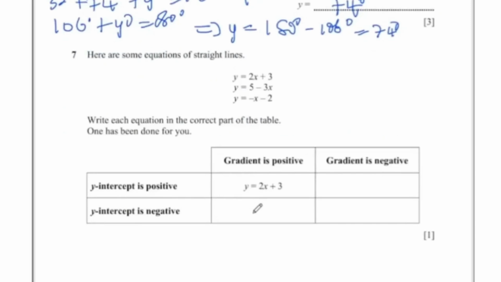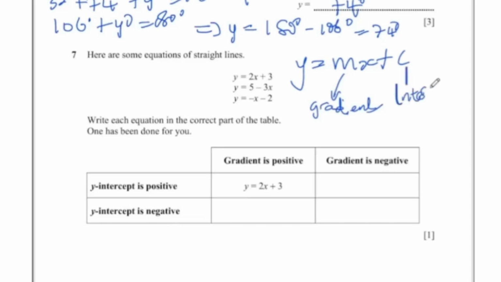Question number 7. Here are some equations of straight lines. We know that the standard form, the gradient-intercept form, of writing a straight line is y equals mx plus c, where m is the gradient and c is the intercept on the y-axis. Write each equation in the correct part of the table. One has been done for you.